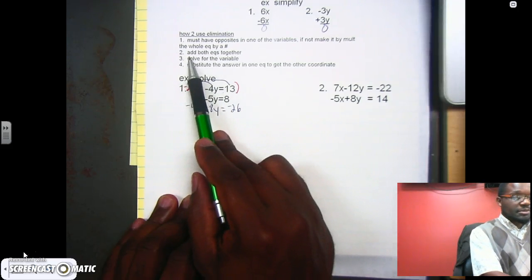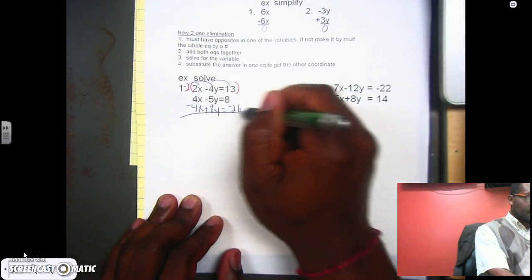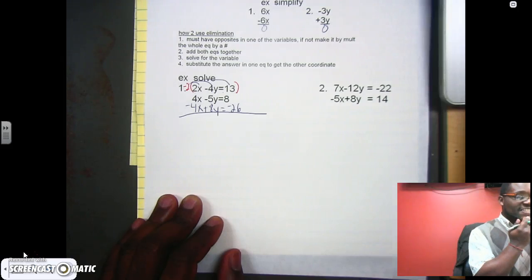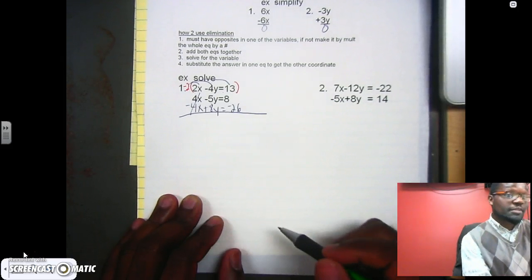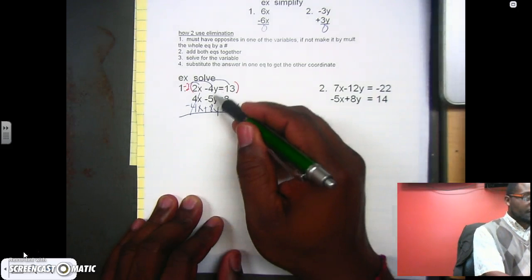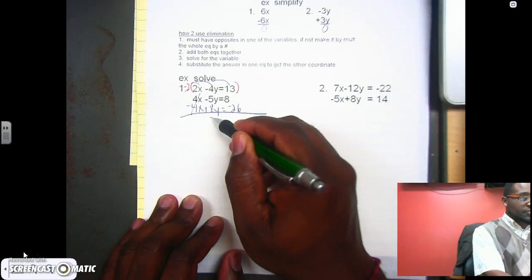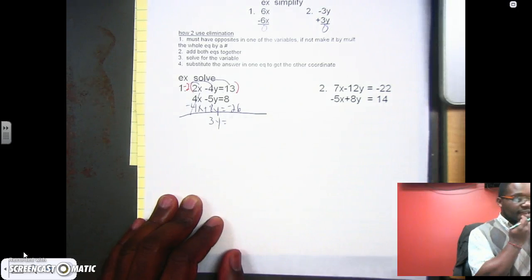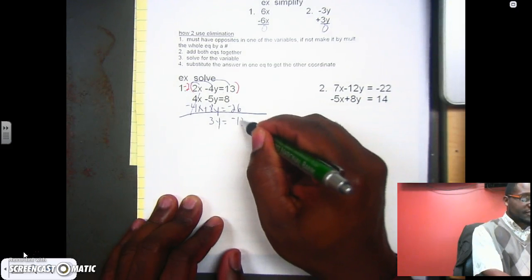After you do that, step number 2 says add both equations together. So I'm going to do that. I'm going to combine both of these equations together. Those two cancel out, or they are eliminated. And I have negative 5y plus 8y, which is 3y, and 8 minus 26 is negative 18.